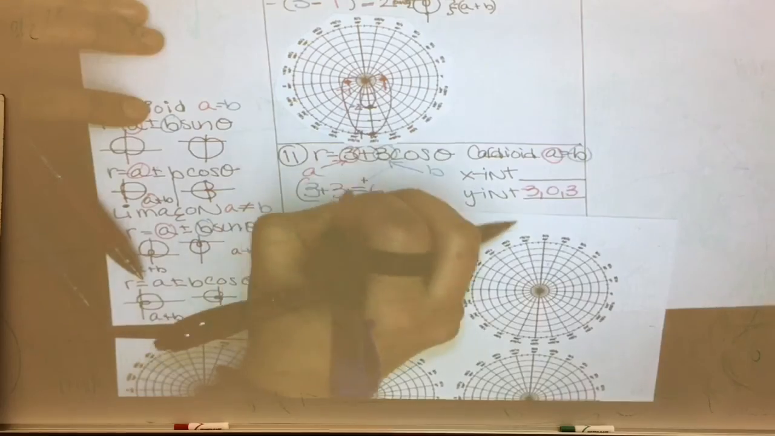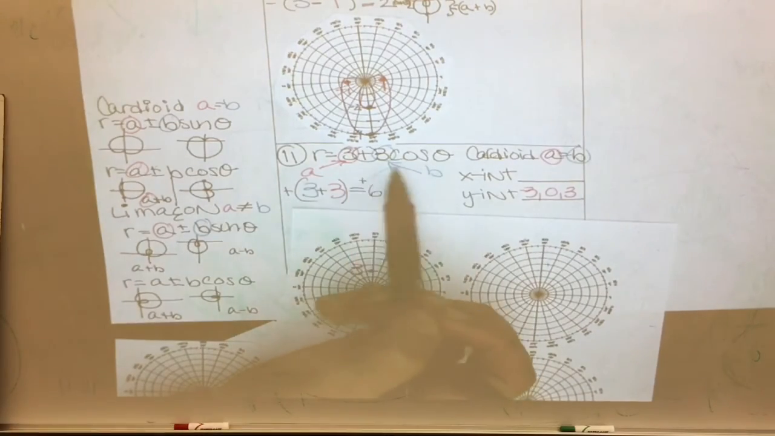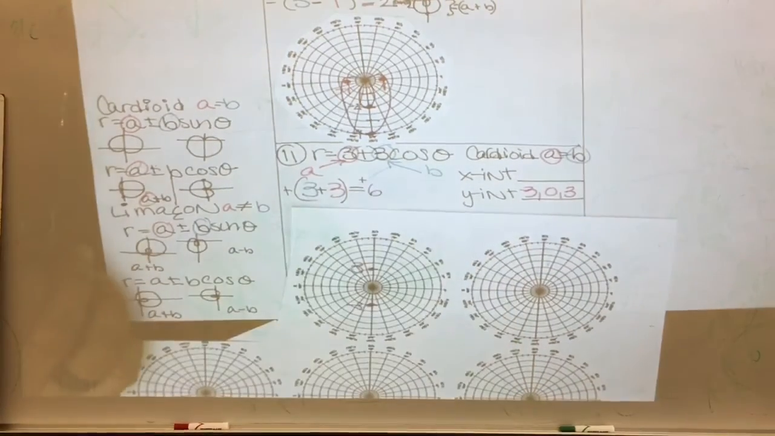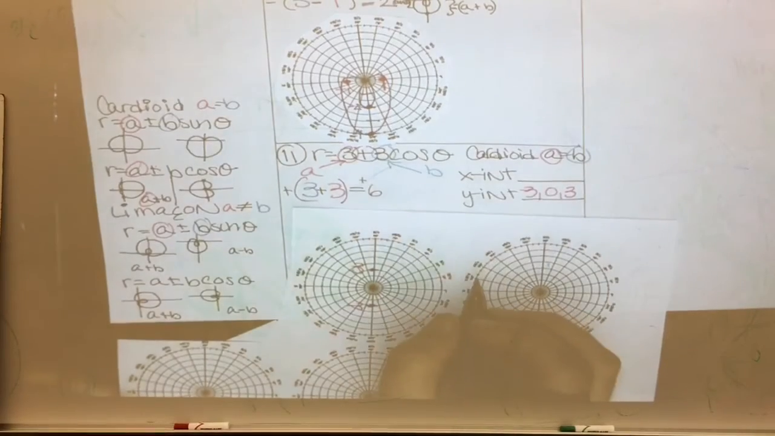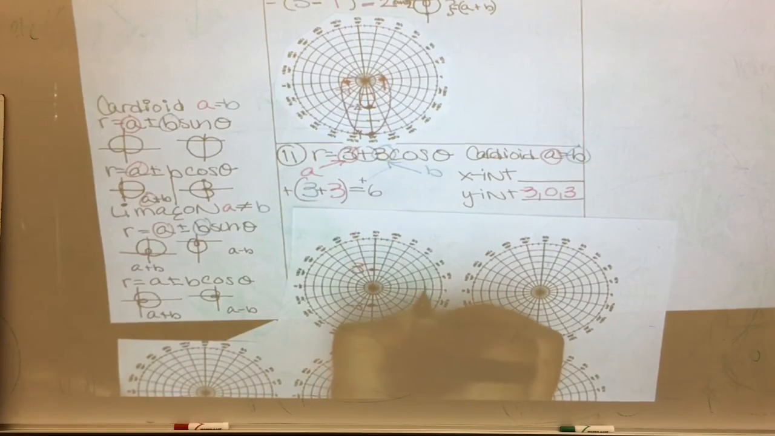Okay? So I'm going to put plus. It's always going to be on the positive axis if it's a positive here. Okay? So I like that a lot. So I'm going to do 6. 1, 2, 3, 4, 5, 6.